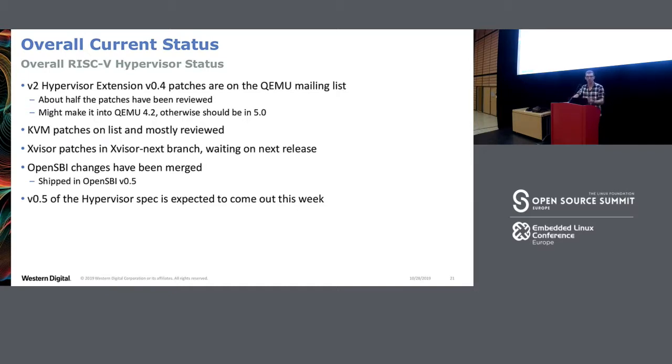OpenSBI, which is the firmware for RISC-V, the go-to firmware. So the firmware needs changes to handle the hypervisor extensions as well. And that's been released in the 0.5 release, which is the latest release. So that's all good to go. And 0.5 of the hypervisor spec, I heard, was supposed to come out this week. So sometime soon, we should be getting that. And then we can look at updating.